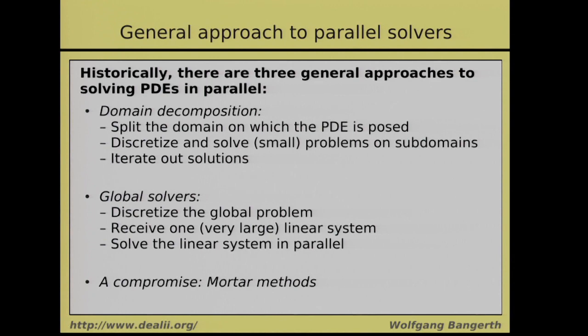An alternative is what I would call global solvers, and that's what we use in deal.II, and that's what most of the other packages today use that solve on very large systems. Global solvers essentially discretize the whole problem on the entire domain, and what you get is one very large linear system, potentially very, very large. So we've solved problems with more than 1 billion unknowns, which today still is pretty large. And then you somehow have to come up with a linear solver and a preconditioner to solve these very large linear systems in parallel.